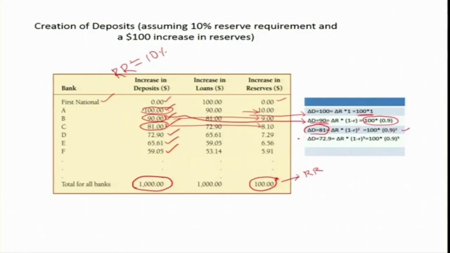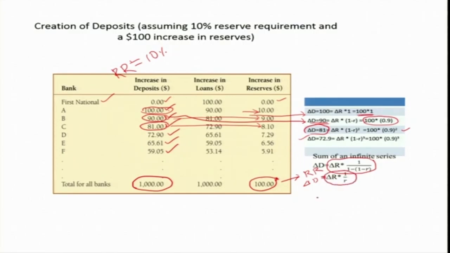So if we continue this, this is the process happening here. What we can see is that this is an infinite series. The sum of the infinite series, del D, is going to be del R times 1 by 1 minus (1 minus R). So this is del D. Finalizing, we can see that del D is equal to del R times 1 by R.